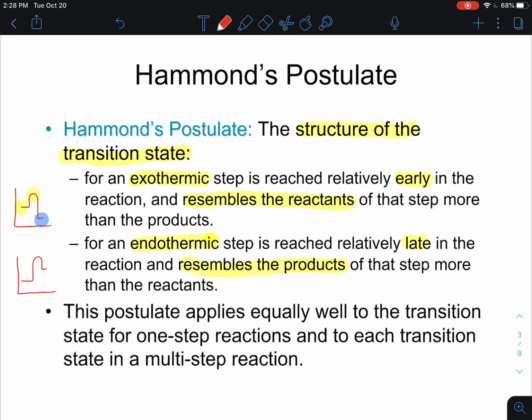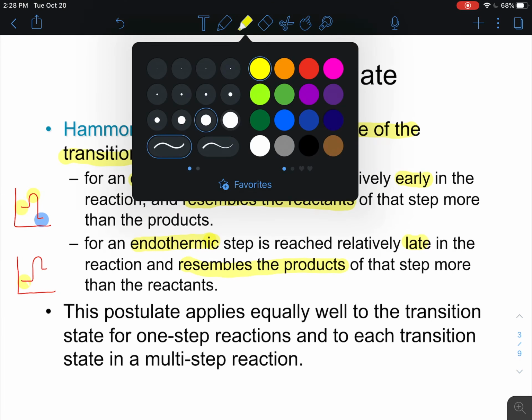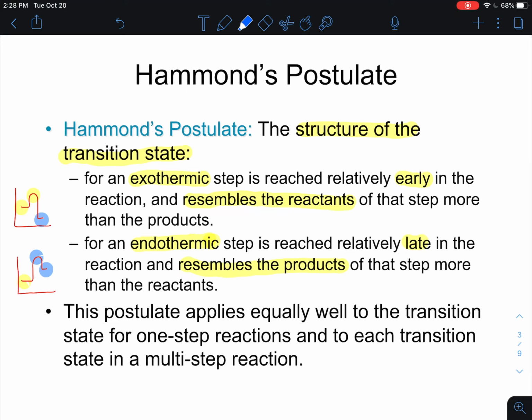If here's reactant, transition state, product, now we'd say, well, if here's reactant and here's product, the transition state is going to be more similar to the product than the reactant because they're closer together in energy. So the last point here, it says this postulate applies equally well to the transition state for one-step reactions and to each transition state in a multi-step reaction. So regardless of whether this is the only step in the process or one of many steps in the process, we can make the same generalization.